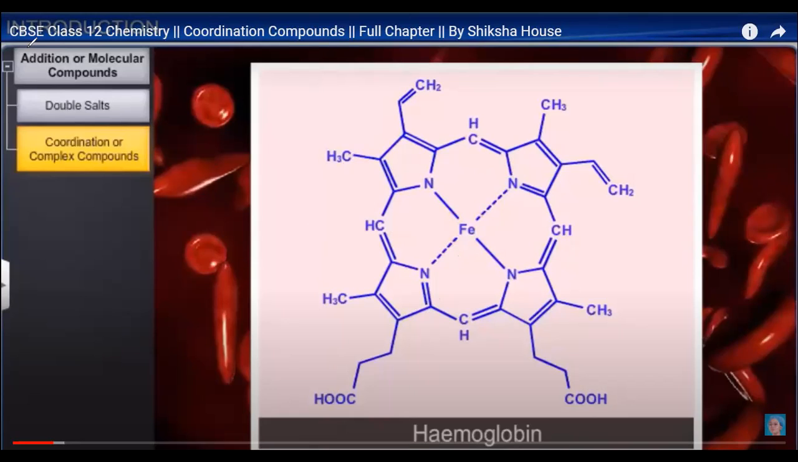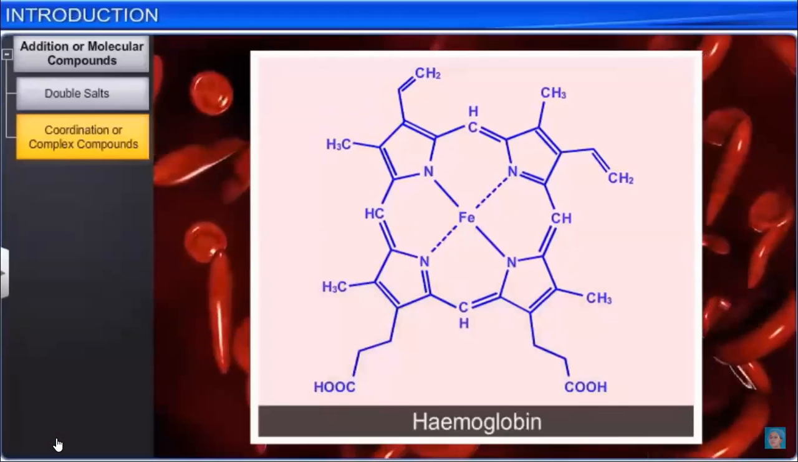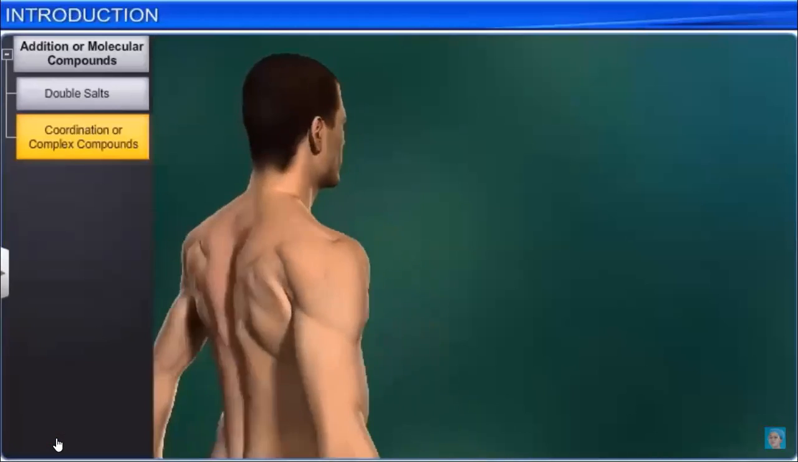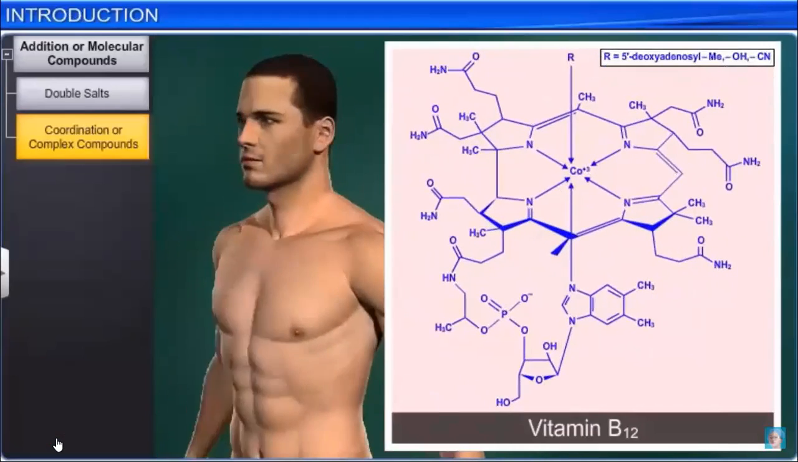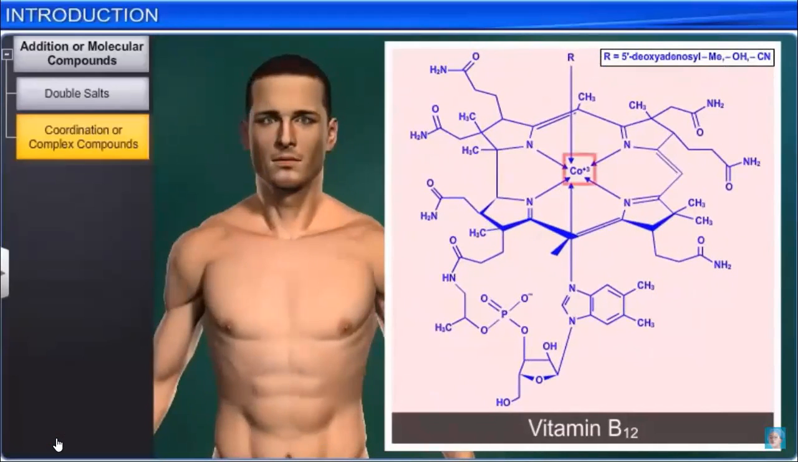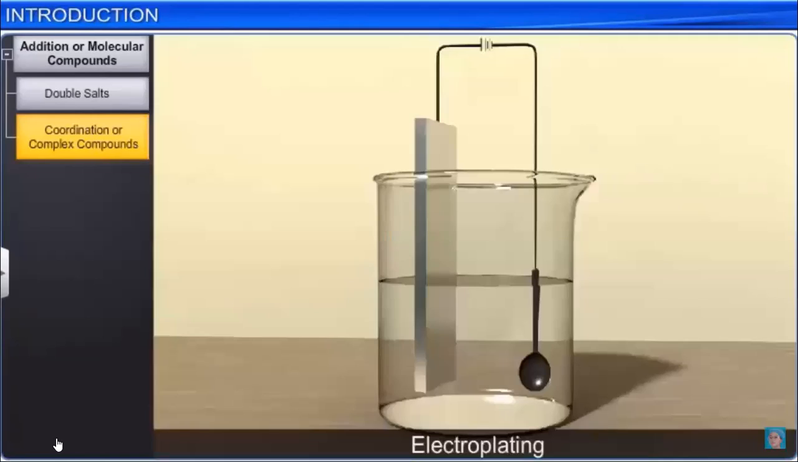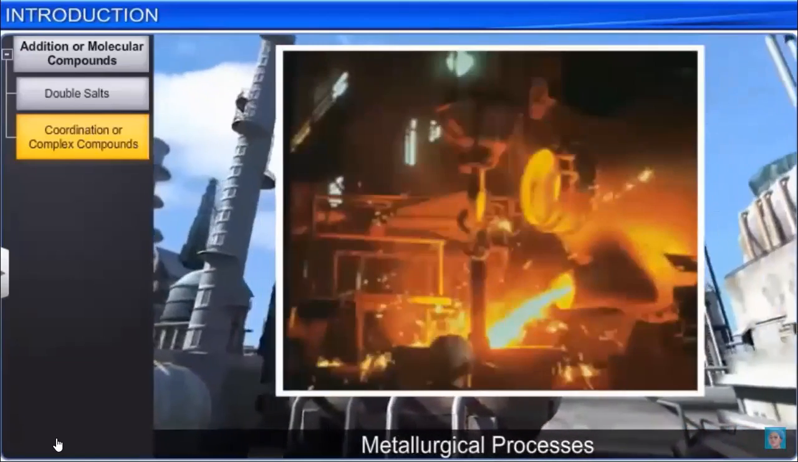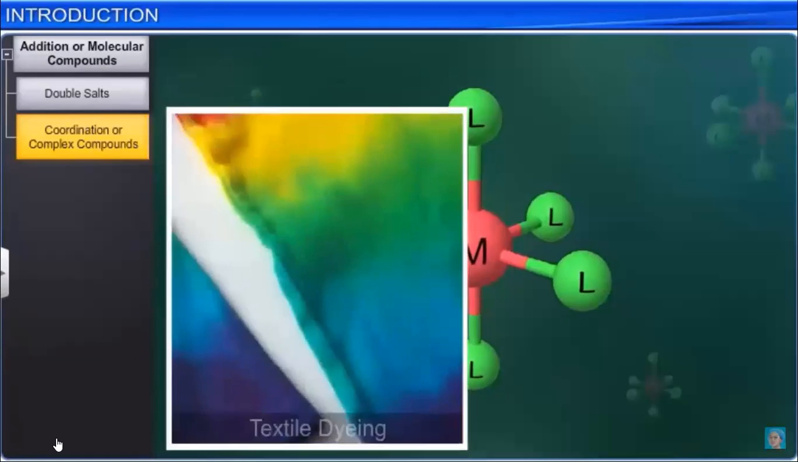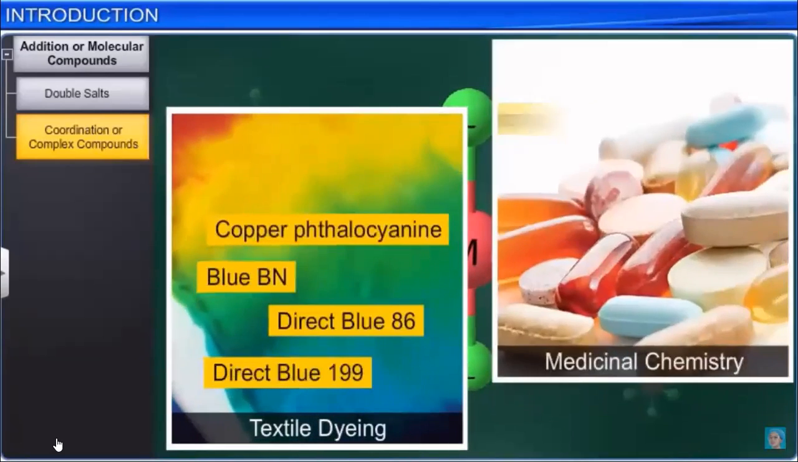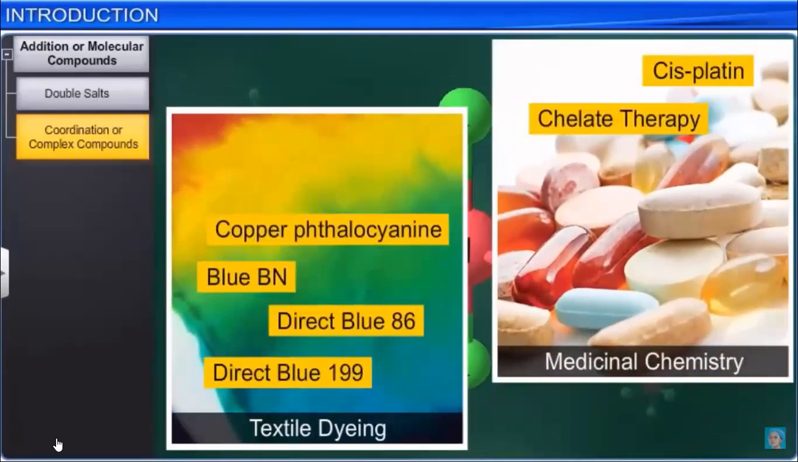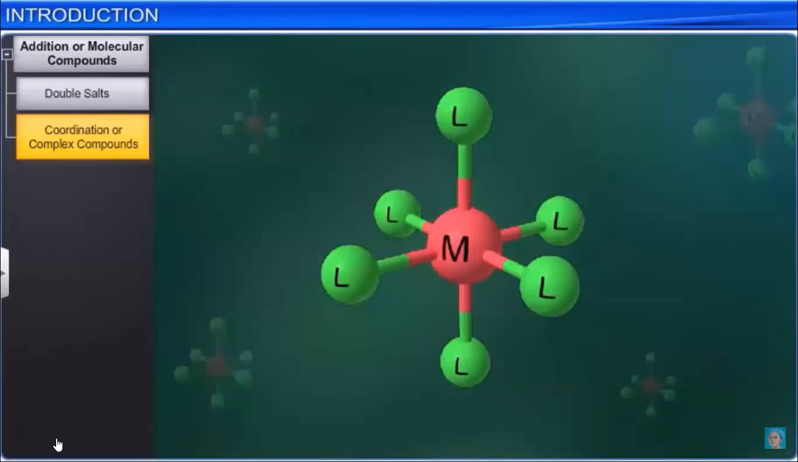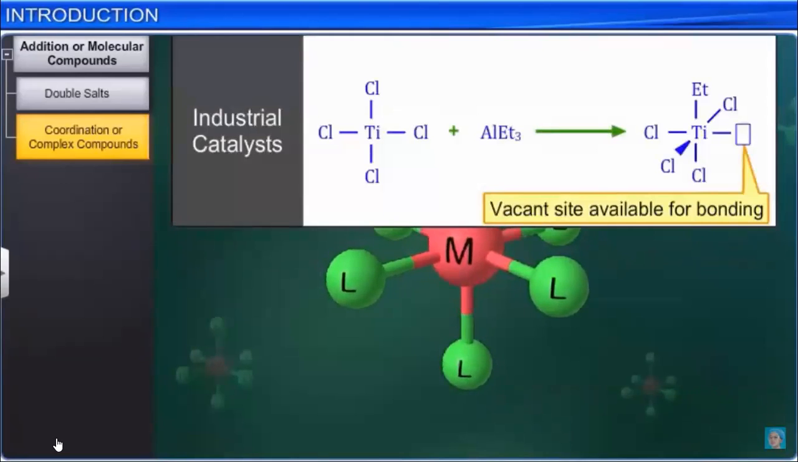And see here, vitamin B12 is a coordination complex of cobalt. Vitamin B12 is also a coordination compound. Complex compounds find extensive use in electroplating, used in electroplating also. They are used in metallurgical processes, textile dyeing, and medicinal chemistry. Apart from that, they also find applications as drugs such as cisplatin, which is an industrial drug, as catalysts, and as analytical reagents.